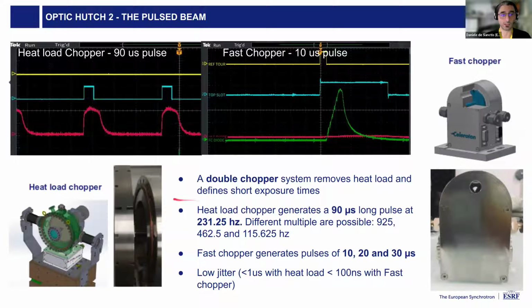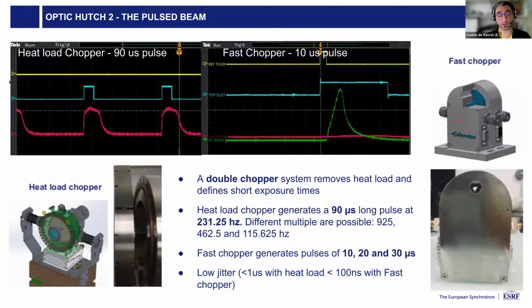The second hatch is basically the home of the timing system that we have implemented. So the hatch contains two choppers. The first chopper is what we call the heat load chopper, which removes a lot of the heat and produces, as you see here, 90 microsecond pulses. It is positioned upstream of a fast chopper, which is a very fast rotating motor, which allows us to produce pulses that are as long as 10 microseconds.